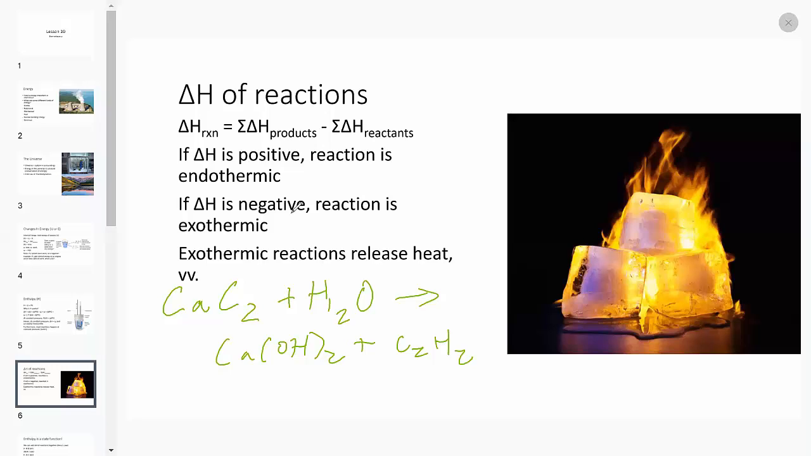So here we have two different reactions going on. We have the burning of acetylene, which has a negative delta H, and we have the melting of water, which has a positive delta H. Okay.